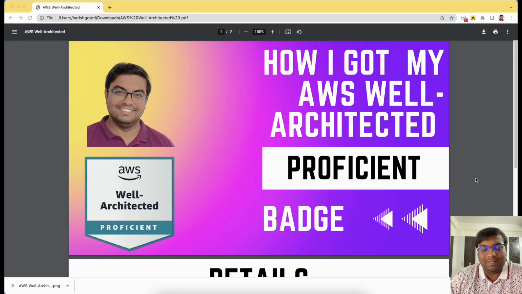Today I want to share about the recent accreditation. I don't say it's a certification, it's an accreditation from AWS that I got. It's called the AWS Well-Architected Proficient Badge. When I posted it on LinkedIn, I got a couple of requests asking how I got it. So today I'm going to share how I got my AWS Well-Architected Proficient Badge, and the details on how I passed the exam.